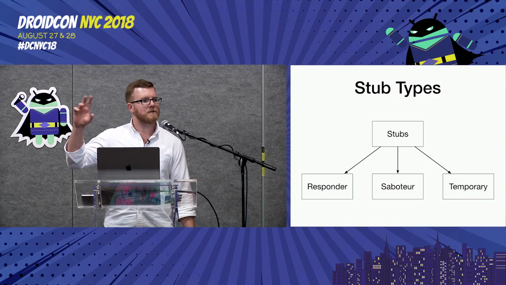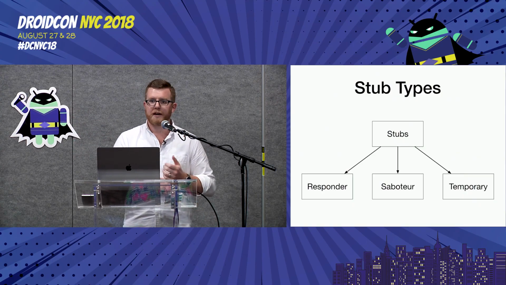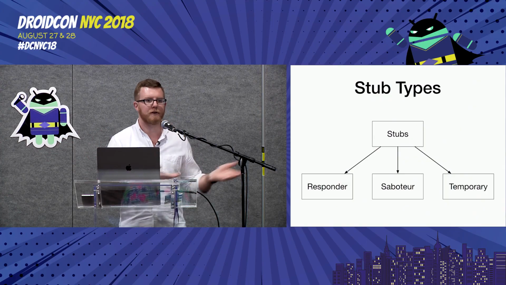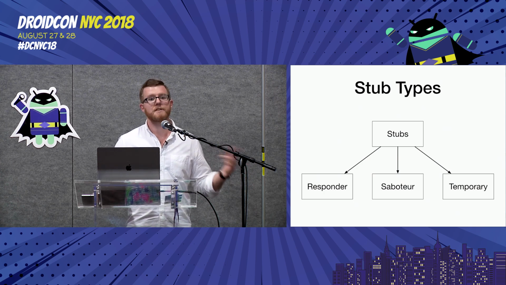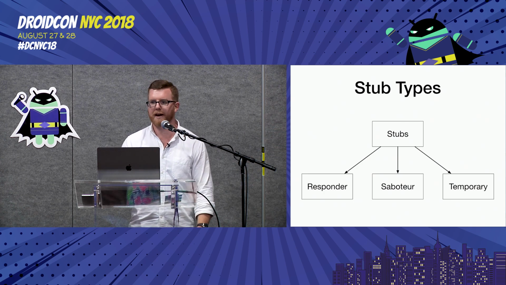Now, like mocks, stubs also have their own subtypes. So you have the responder type, which is kind of like your happy path. So, hey, I had this method called, here's a valid result. So that's a lot of your tests. You're going to be basically testing the happy path. Say, hey, this happy thing happens. I want to make sure I'm getting back valid data.